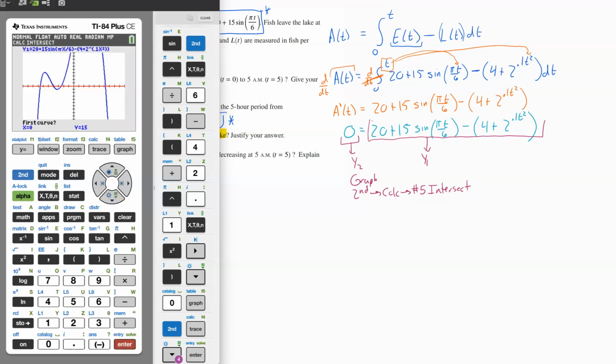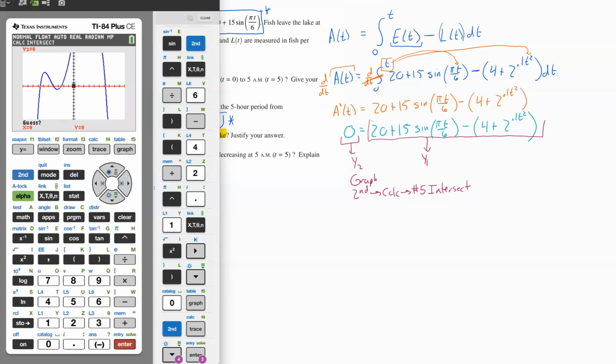It's going to ask you a series of 3 questions at the bottom of the screen. The first 2 we could really care less about. It's going to say, is that the first curve? Yep, that's the first curve. Go ahead and hit enter. It'll switch automatically to the second curve for us and say, is that the second curve? Yep, that's the second curve. Go ahead and hit enter.